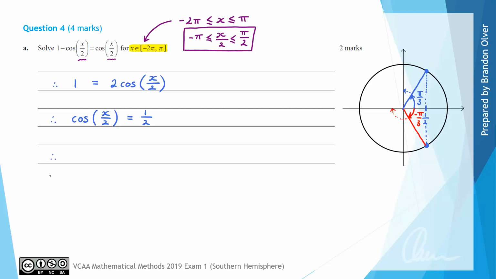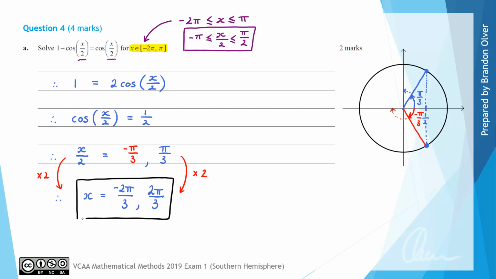If I summarize what we've just found, we now know that the angle, which is x on 2, must equal negative pi on 3, which is the solution that we find if we go negative pi backwards, or in the positive direction it could have been just pi on 3. The last thing we need to do just to get x by itself is multiply by 2, and we need to do that to all of these terms. Therefore we find that x is equal to negative 2 pi on 3 and positive 2 pi on 3. They are the two solutions to part A of this question.